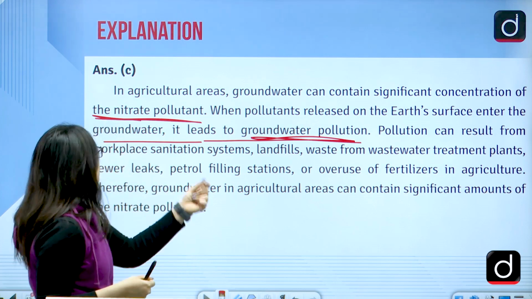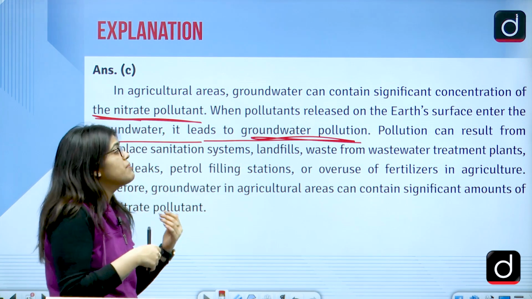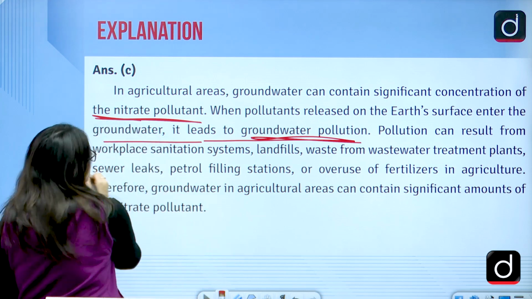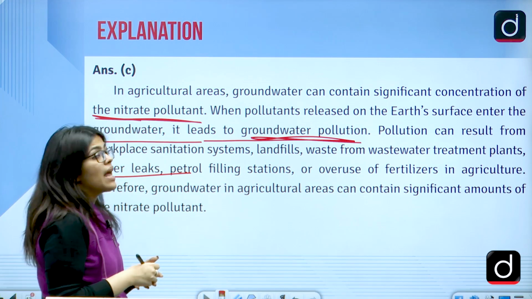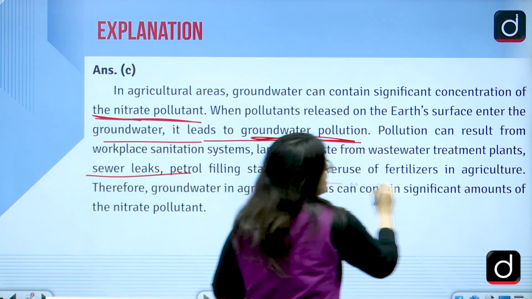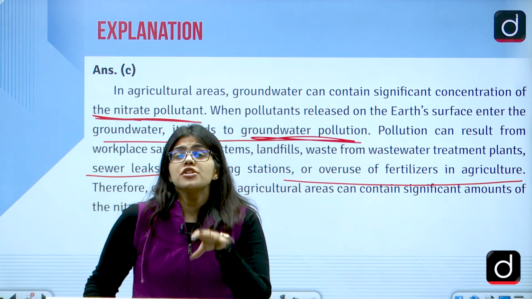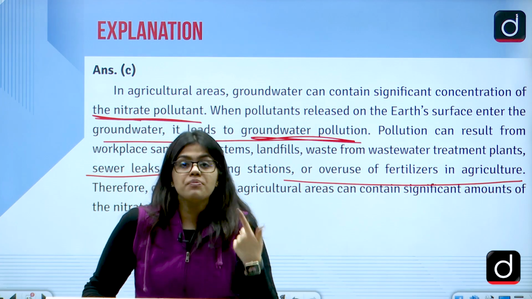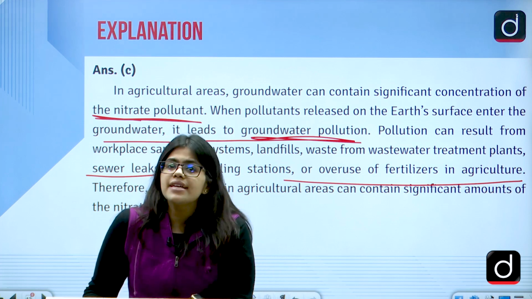So the pollution can result from workplace sanitation systems. It can be landfills. It can be wastage from the water treatment plants. It can be sewage leakages. It can be petrol filling stations, or it can be overuse of the fertilizers in agriculture. So basically, in this question, you should focus on what are the things that are actually used to make fertilizers, chemicals and pesticides. So you'll always find nitrate there, right?